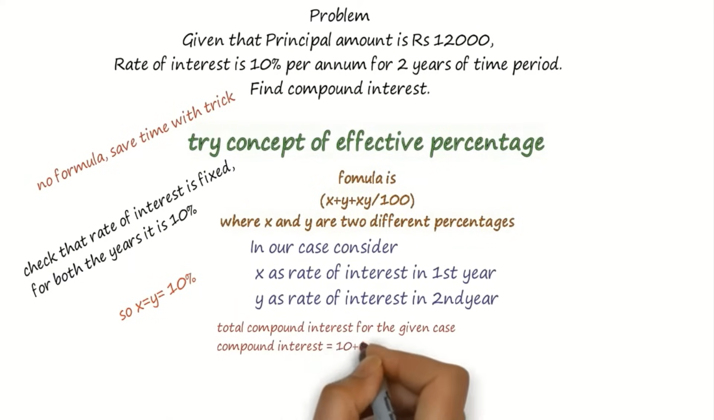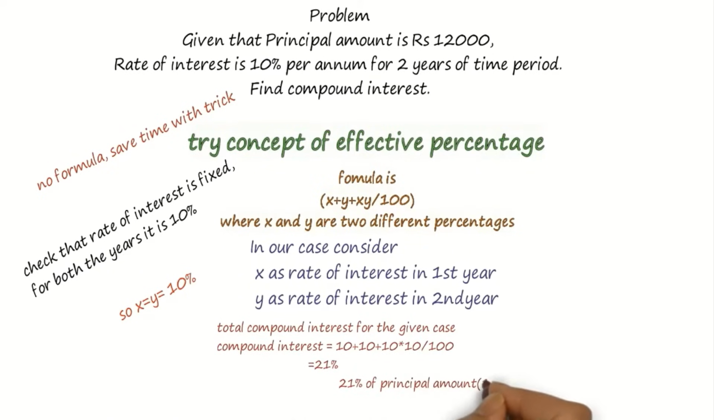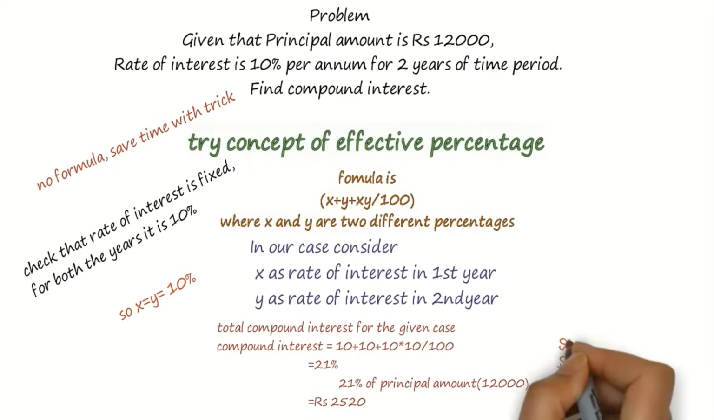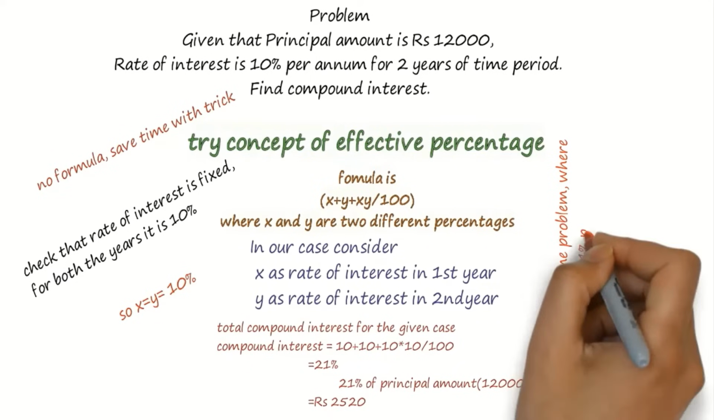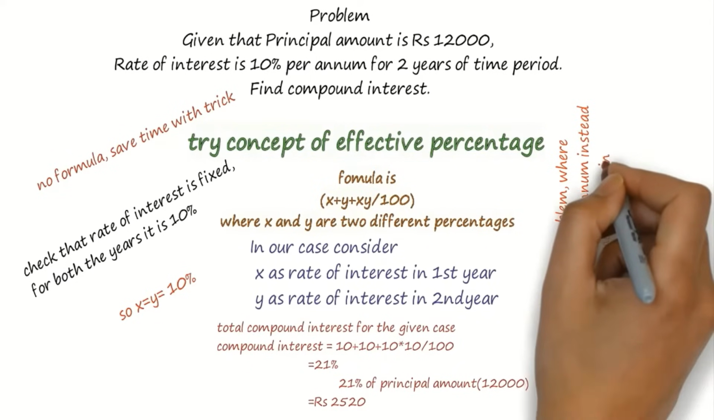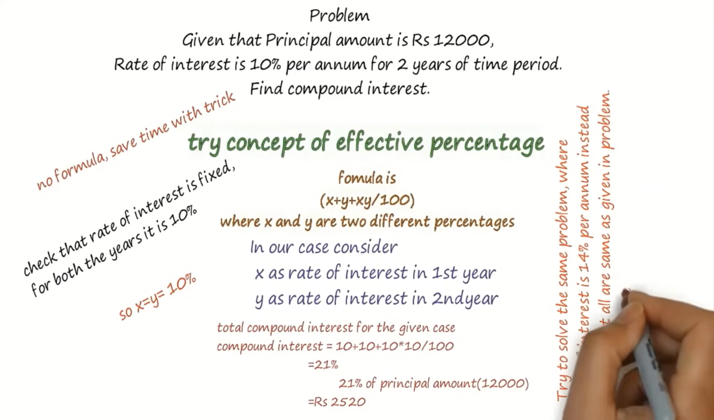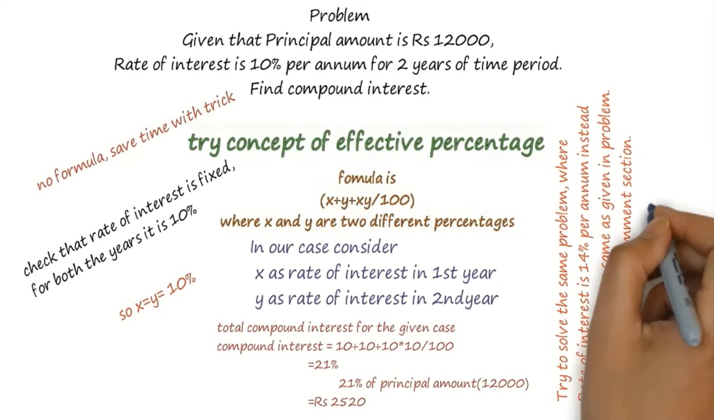So the compound interest is 10 plus 10, that is x plus y, plus 10 into 10 by 100, which is equal to 21%. And this 21% is the compound interest of the principal amount. So the compound interest is 21% of 12,000, which is rupees 2520. Now try to solve the same problem where the rate of interest is 14% instead of 10%.